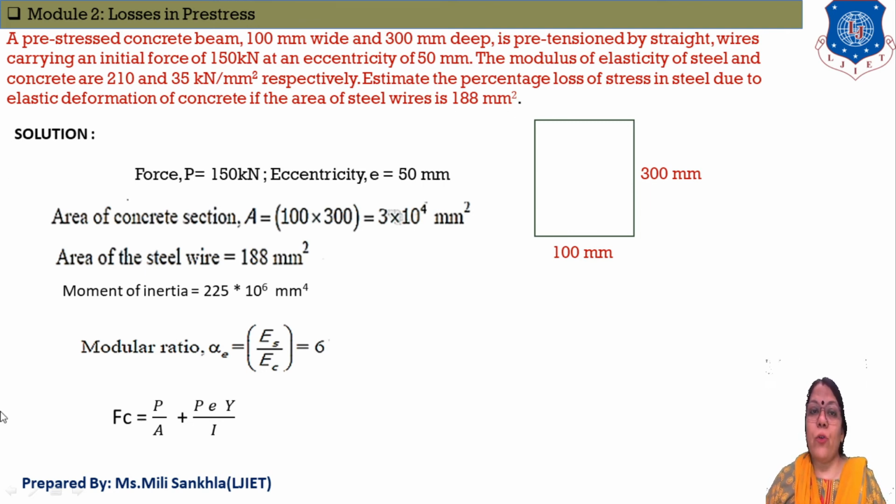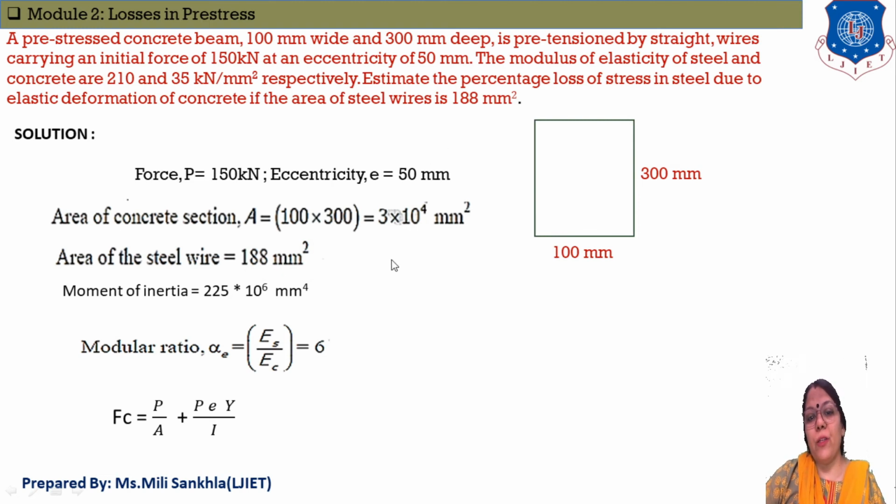Here we find out the loss of stress due to elastic shortening. First of all, mention the data. Our force P is equal to 150 kN, then eccentricity e is given as 50 mm. Second, area. Here we find out the area of the concrete section, that is equal to 100 mm into 300 mm, and the answer is equal to 3 into 10 raised to 4 mm square. Now the area of steel wire is given, that is 188 mm square.